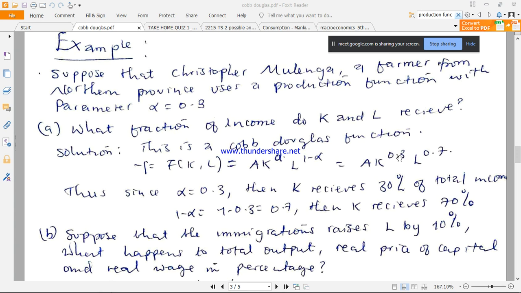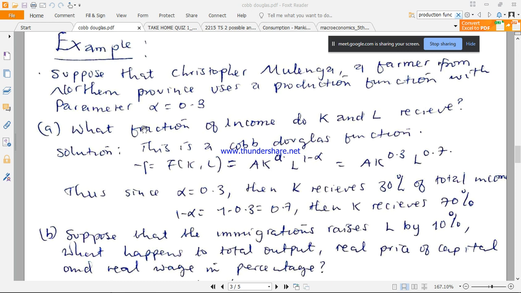And then we know that when we add alpha plus 1 minus alpha, the answer must be 1. So if we have 0.3, then here we should have 0.7, because if I add these two, I will get 1. So to answer the question, alpha is equal to 0.3, then capital receives 30% of total income. Then 1 minus alpha is 1 minus 0.3, which is 0.7, then labor receives 70% of total income. So this is how we answer this question.